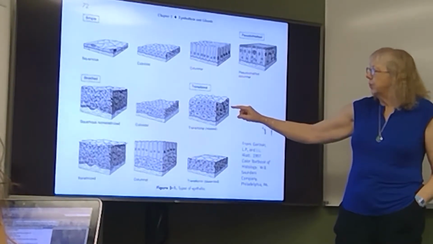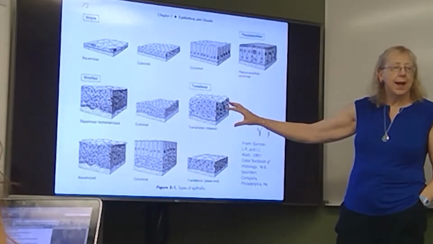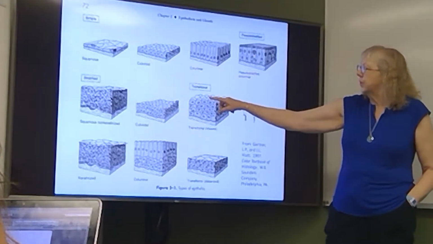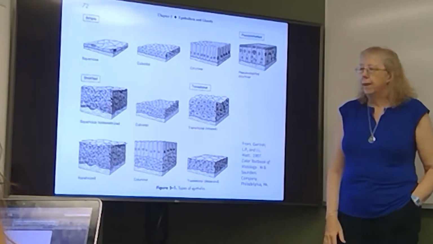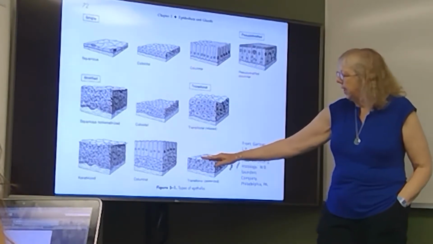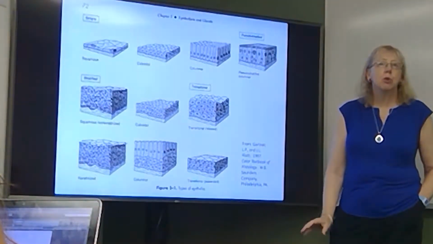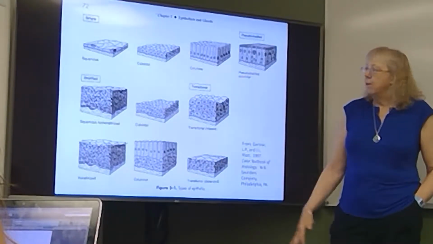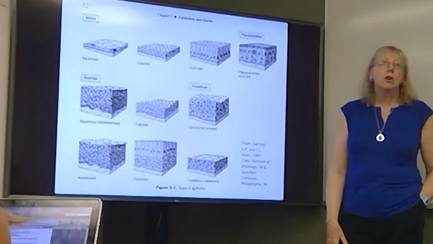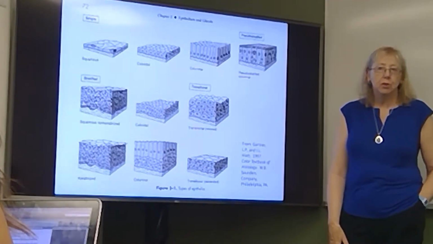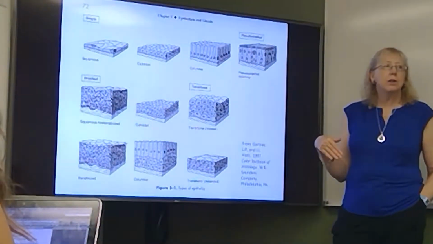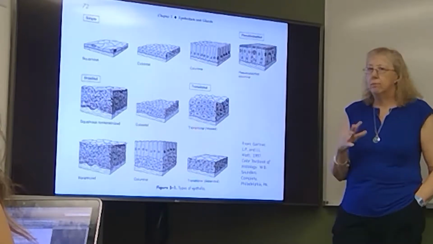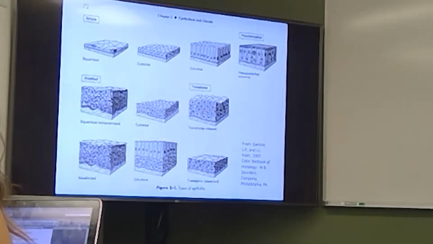Transitional is recognized because when the organ is relaxed, the outermost surface of cells bulges up, becomes rounded. But when it's stretched out, it's distended, and they flatten down and form a really nice waterproof layer. So the transitional epithelium is found lining our urinary bladders, as well as the ureters that lead from the kidneys down to the bladder, and a little bit from the urethra, depending on where you are.